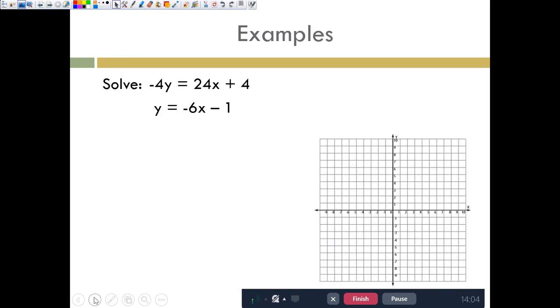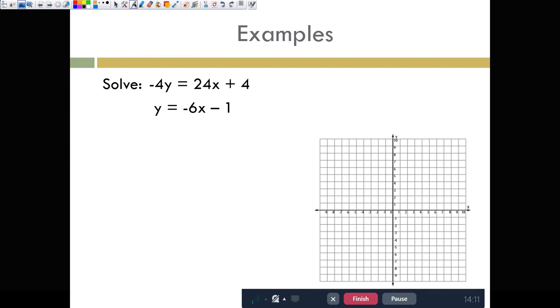All right. So we need to get these in the correct form. Y equals mx plus b. So this one I need to get in that form. So I have negative 4y equals 24x plus 4. So I'm going to divide by negative 4. And I'm going to get y equals 24 divided by negative 4 is negative 6x, and 4 divided by negative 4 is negative 1. So I can see right now that these are the same line. So if it didn't ask me to graph, then I could just say infinitely many solutions.